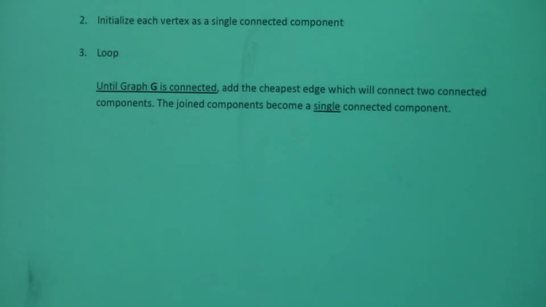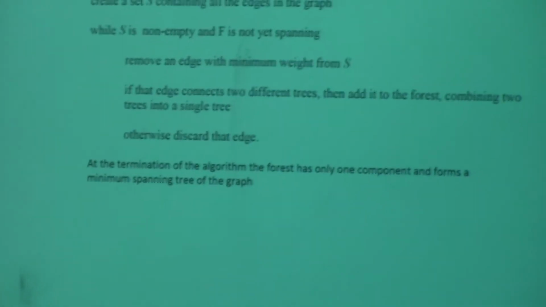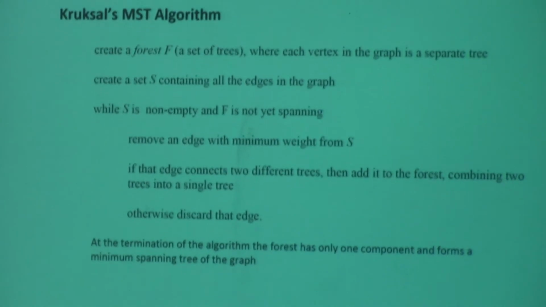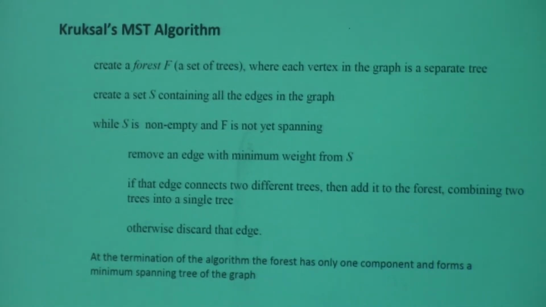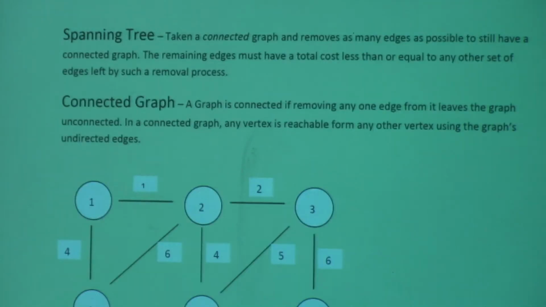Then we'll initialize each vertex as a single connected component. And then we're going to iterate until the graph is connected, taking the cheapest edge which will connect two connected components. The joined components become a single connected component. That sounds crazy, right? So here's another way of looking at it. We'll create a forest, F, which is a set of trees, where each vertex in the graph is a separate tree. So we're going to go back to our picture, and each of these 7 vertices will become a tree.